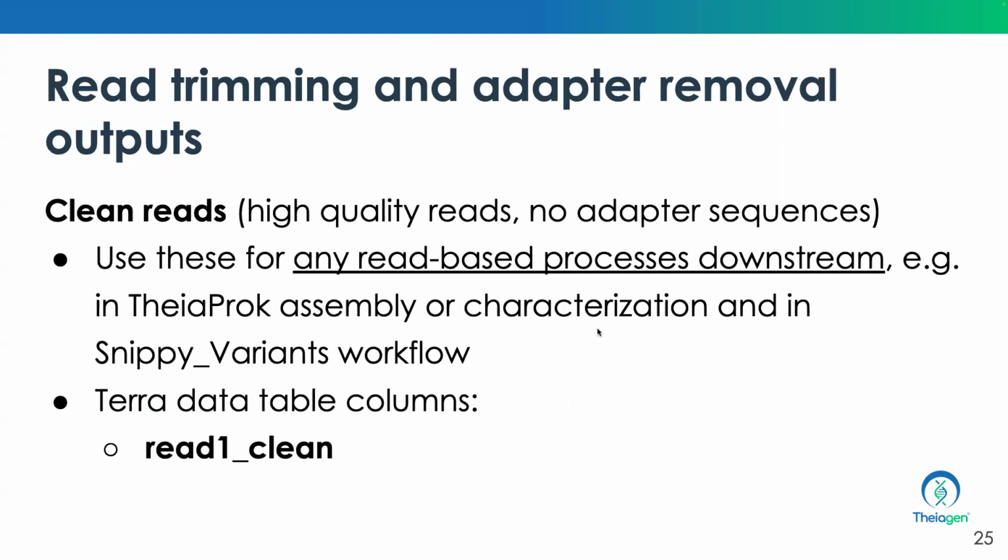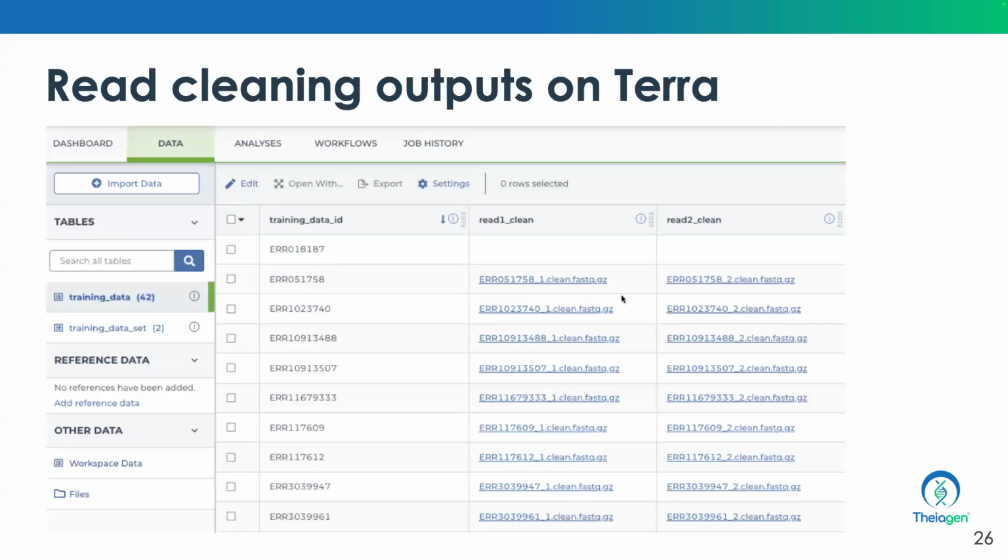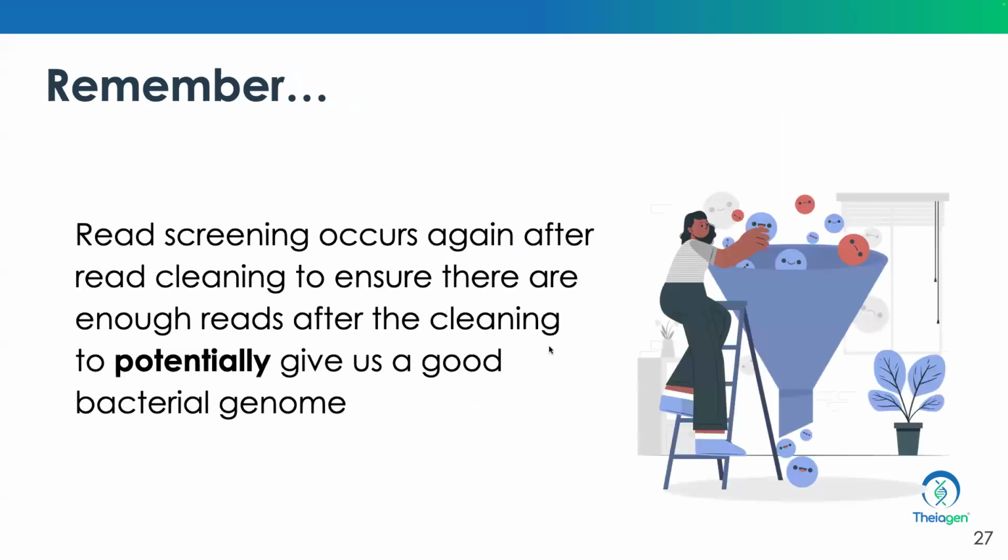So the data columns that you will see the values in here are read one clean and read two clean. So these will typically be files that have been cleaned of low quality bases, as well as having low quality reads and adapter sequences removed. And just as a reminder, there is a read screening after the read cleaning step. So again, just checking if there is a sufficient amount of data to proceed with the workflow.